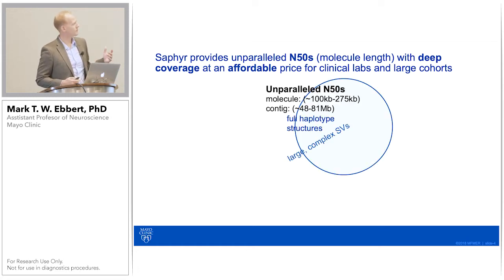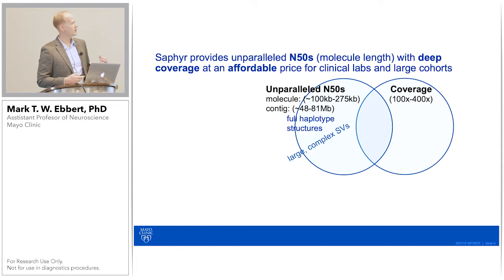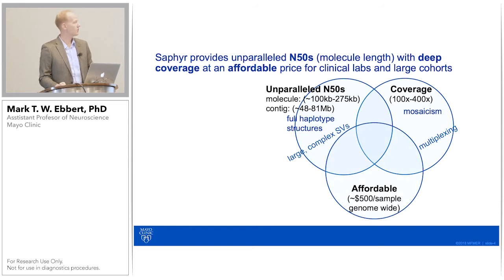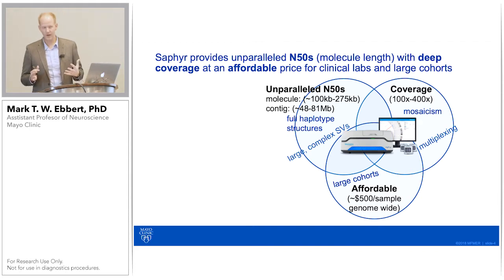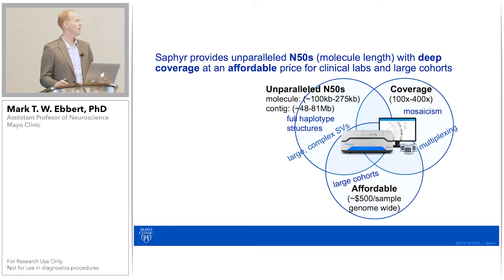With the N50s, because the molecule lengths are so large, you can resolve both haplotypes for an individual for some of the most challenging regions in the genome. With the coverage, you get 100 to 400x coverage, and this allows you to assess mosaicism or to multiplex. And it's all quite affordable, so you can do large cohorts. This was one of the big things: bringing all those three things together, you can't find that with any other technology right now.